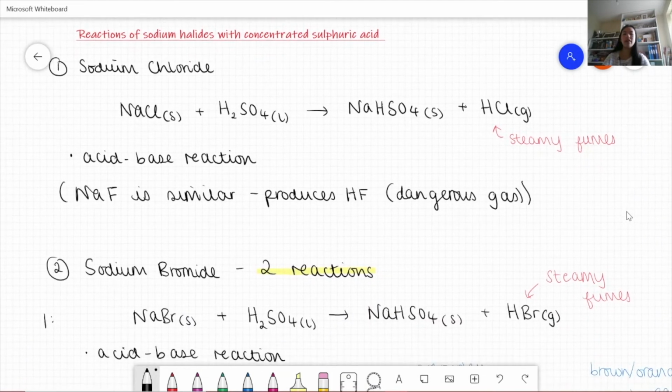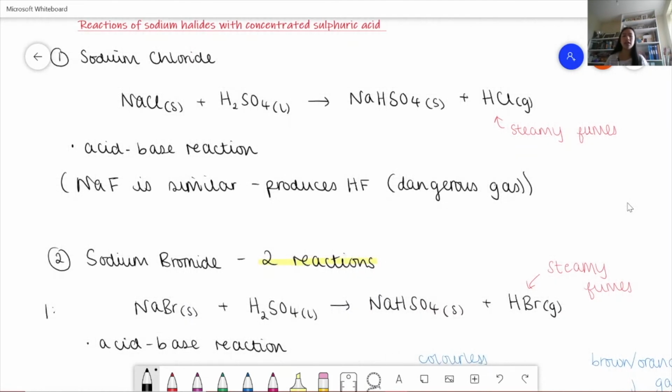So the first one we have is sodium chloride. Now sodium chloride reacts with sulphuric acid to form sodium hydrogen sulfate and HCl gas. And the HCl gas comes out as steamy fumes. So that's when you know that this reaction has happened. And all the oxidation numbers haven't changed. So it's not a redox reaction.